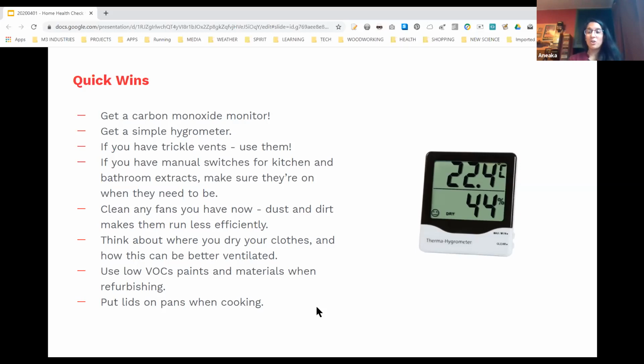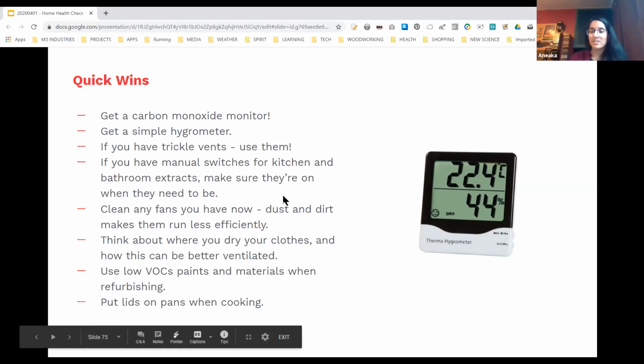Certainly if you dry your clothes around your house, I would consider strongly not doing that. And if you don't have the option of drying them outside and you don't have a dryer, dry them in one room and ventilate that room and keep the door closed. So maybe your bathroom with the extractor fan on, or possibly a dehumidifier. Some people do that. Again, it uses a lot of energy. Reduce the amount of pollutants you're putting into your home by using low VOC paints and putting your lids on pans and things like that. There's some quite simple things you can do.